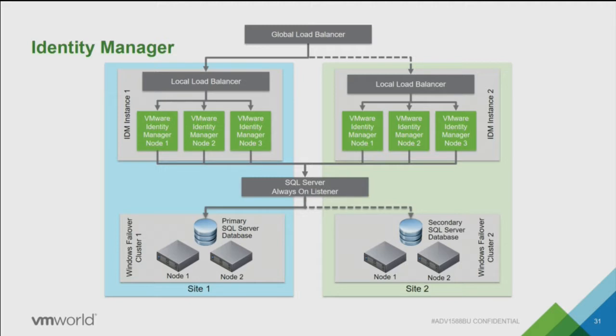One of the key things here is the 3 Identity Managers in site 2 are not active normally. You'll notice there's a dotted line there. The traffic is not normally going to them until there's a failure in site 1, and it's a manual failover at my global load balancer to say, start using the ones in site 2.